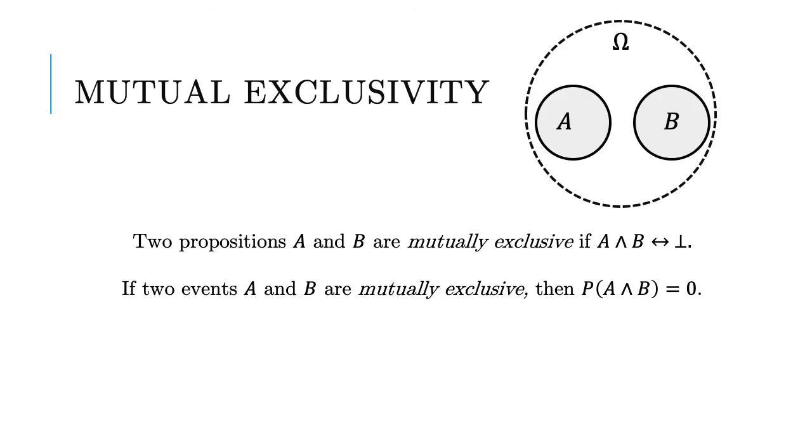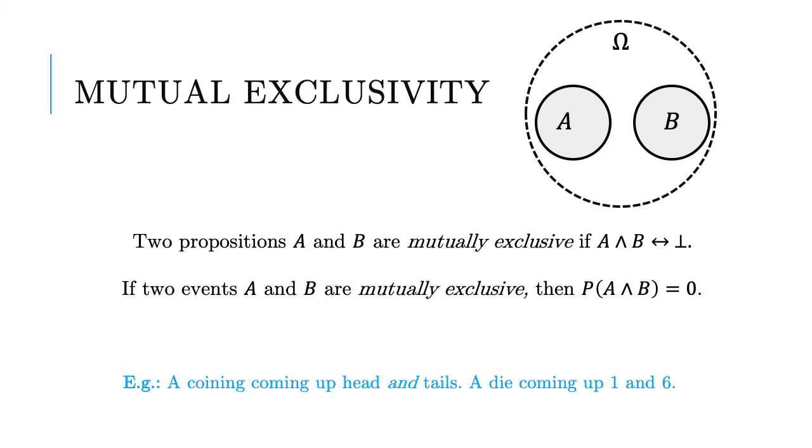And we can see this in our Venn diagram. When two events are mutually exclusive, they cannot both be simultaneously true. So we cannot be in A at the same time as we are in B. Their intersection, then, is the empty set. And the probability of the empty set has an area of 0, a probability of 0.